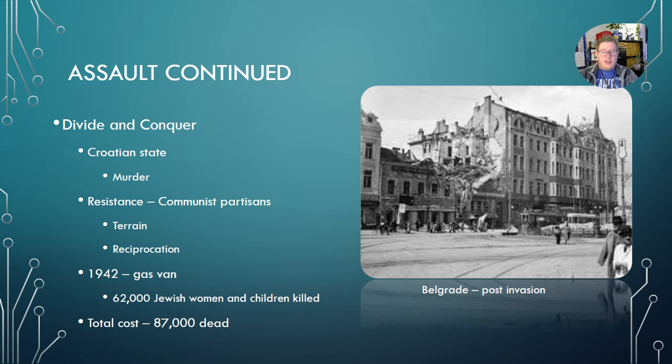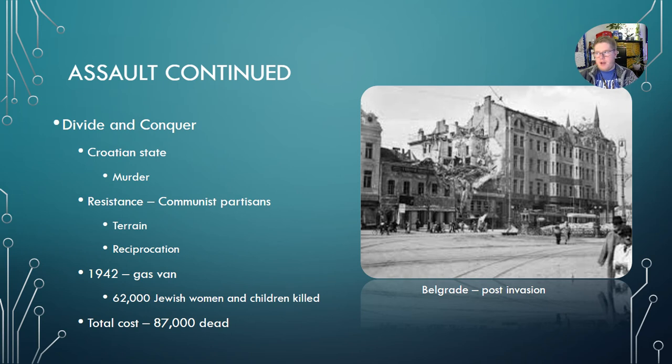They use the region's rugged terrain to their advantage. The harsh occupation also meant that more people were willing to support the partisans. But in response, there was a lot of reciprocation. For every German killed, German authorities would order a certain number of people to be shot. Sometimes it could be 50 civilians for one Nazi officer, or 100 or 200, depending on who it was.